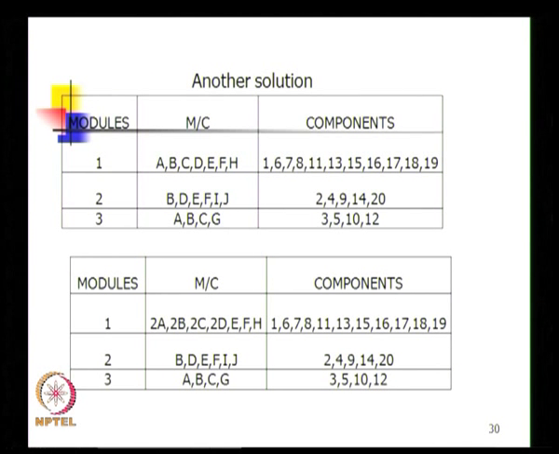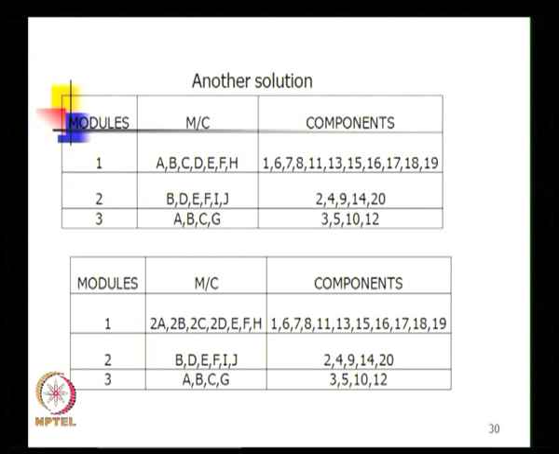So, we see now that 11 components visit that cell. The other one is B, D, E, F, I, J, where 5 components visit, and the third cell has A, B, C, G, which has 4 components visiting.